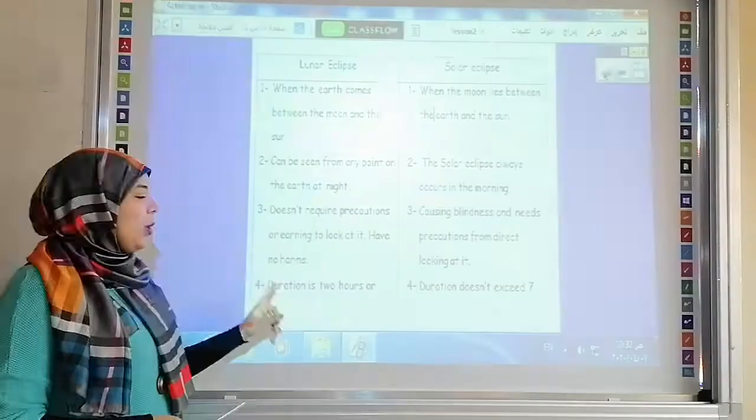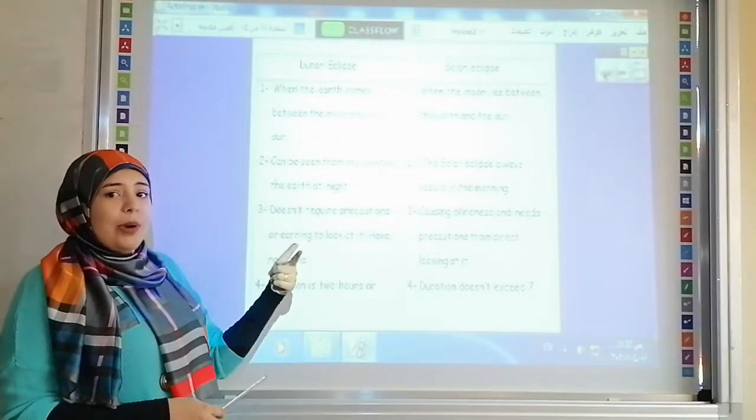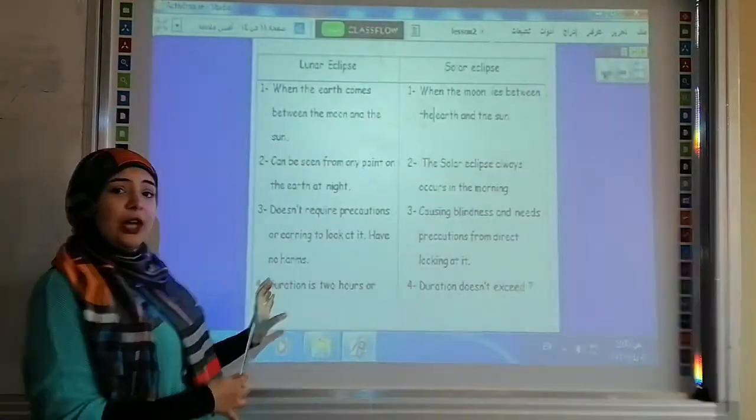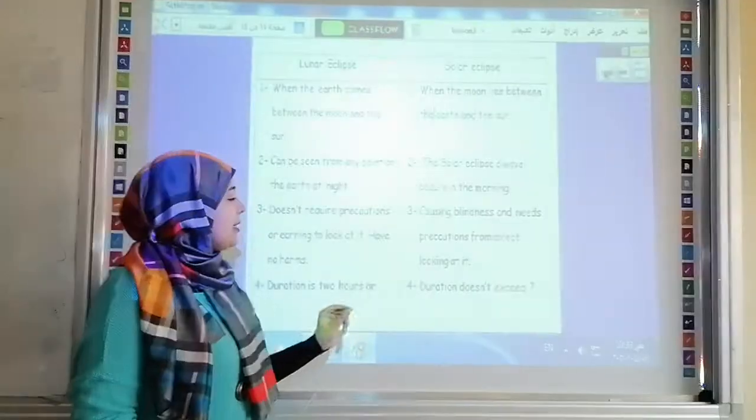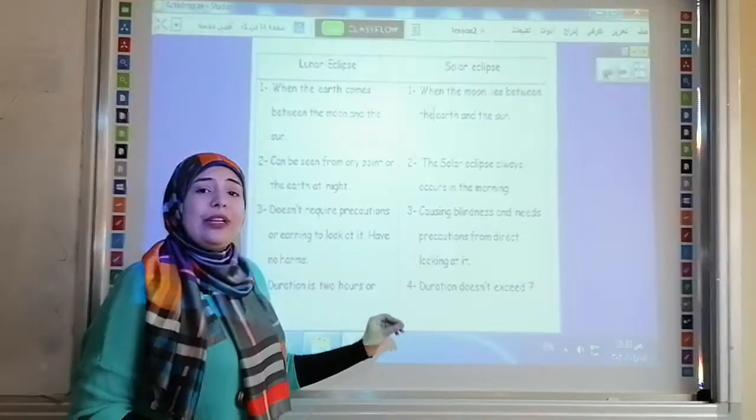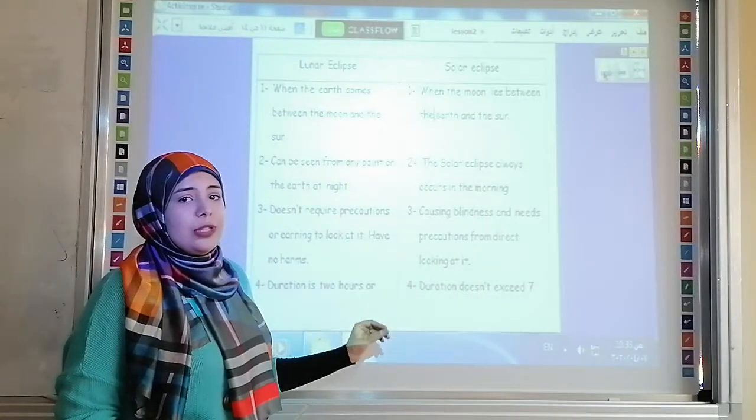A lunar eclipse will last for 1 or 2 hours. We can see this beautiful phenomenon for 1 or 2 hours. But in a solar eclipse, we can see this beautiful phenomenon only for 7 minutes and 40 seconds.